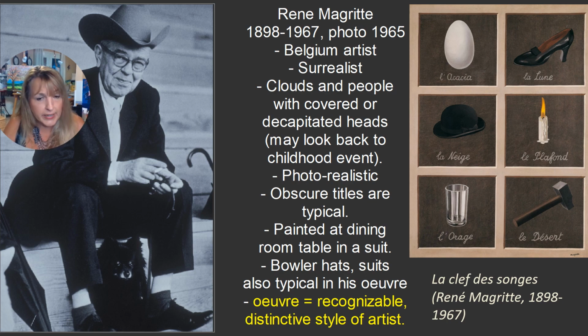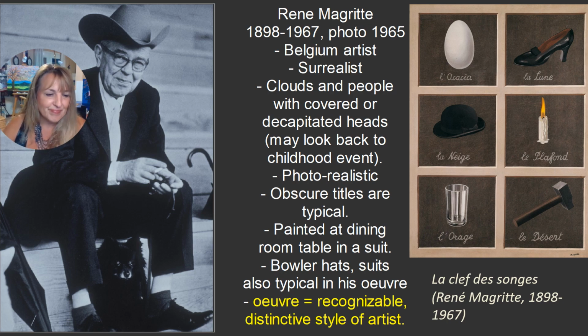He painted at the dining room table in a suit. Bowler hats and suits recur over and over again in his oeuvre. Oeuvre is shown there on the bottom, and that means style. And it's a very distinctive, recognizable style. And then you have these images of inspiration that he did in a painting as well.